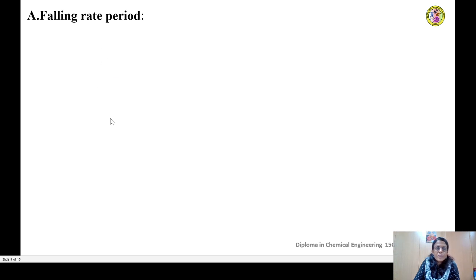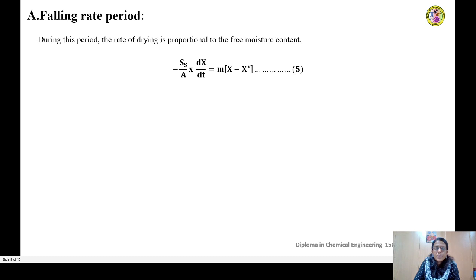Let us now consider the falling rate period. During this period, the rate of drying is proportional to the free moisture content. Okay, so we can write the basic equation of rate of drying like this. So R represents rate of drying. R will be equal to Ss by A with minus sign dx by dt. Okay, so the minus sign indicates that the moisture concentration decreases with respect to time. So that is equal to m into x minus x star.